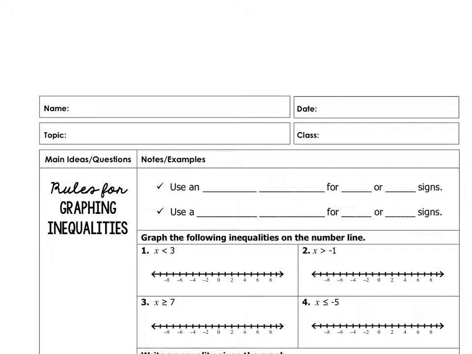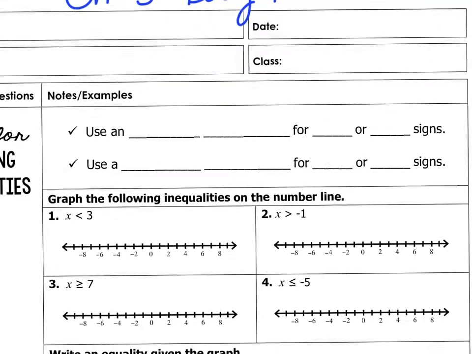Okay, on the top, go ahead and write, this is Chapter 5, Day 1. Chapter 5, Day 1. Now, where it says rules for graphing inequalities.